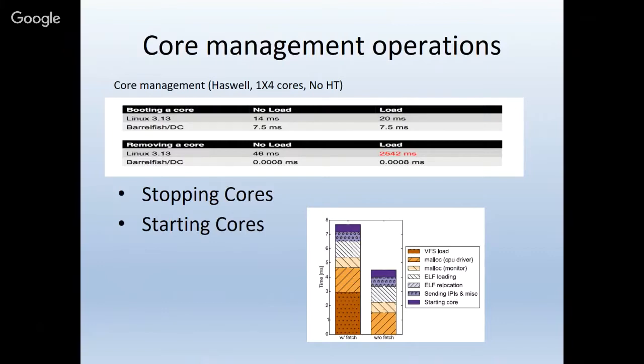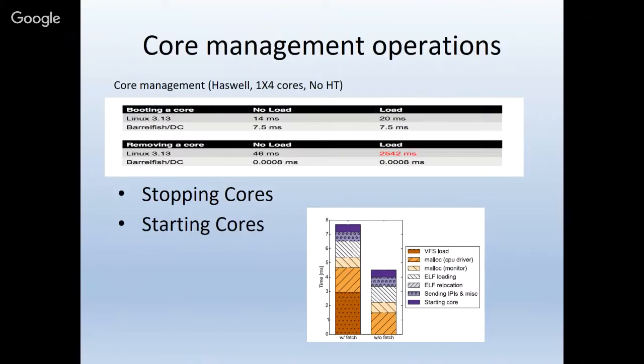Stopping cores is also different between Linux and Barrelfish. In Linux, applications executing on the halting core need to be migrated to other online cores before the shutdown can proceed. While in Barrelfish, we typically would move a complete OS node after the shutdown and not individual applications.